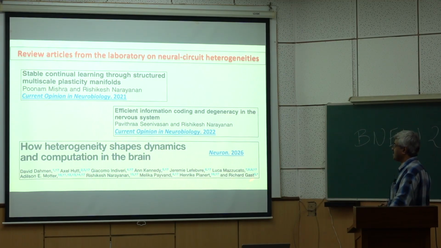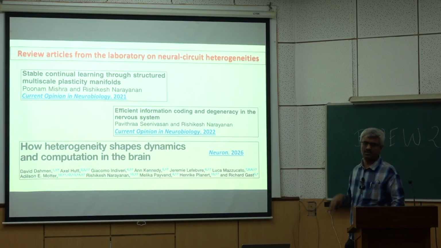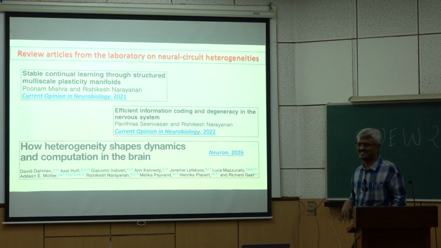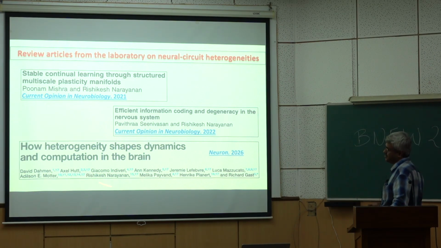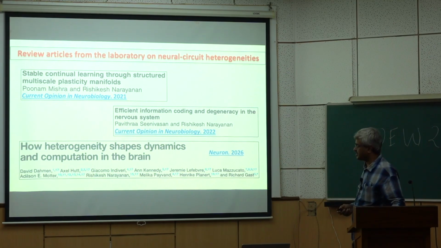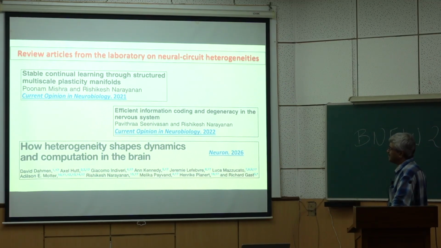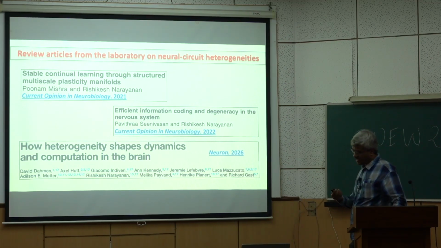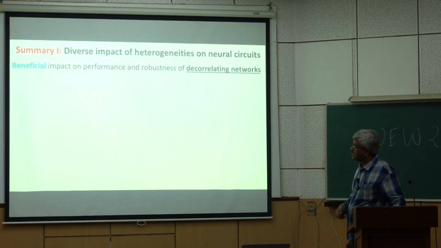We all gave talks at the Bernstein conference 2 years ago, 1 year ago, 1.3 years ago, and we came together to write this perspective. I strongly recommend this. Please read through this. It has heterogeneous viewpoints on heterogeneities and how exactly they impact neural circuits. Go through that. All right, so the last few slides.